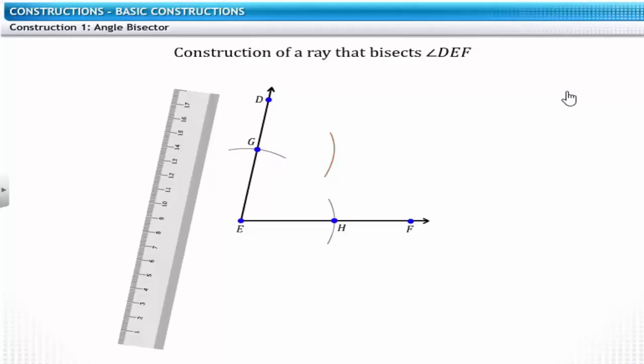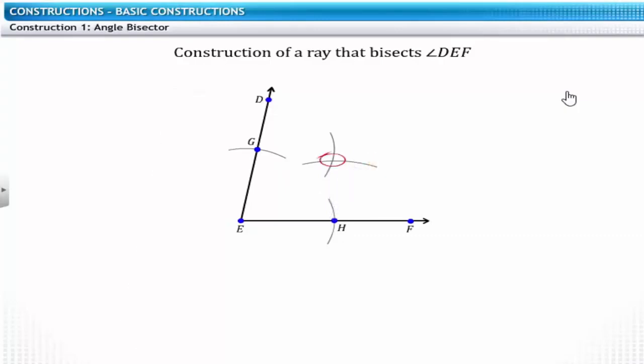Repeat this step by placing the compass on point H. The arc that is drawn intersects the previous arc. Name the point of intersection as I. Now, let's draw a ray from point E passing through the point I. This ray, EI, is the bisector of angle DEF.